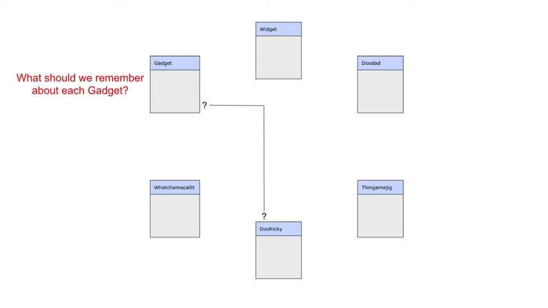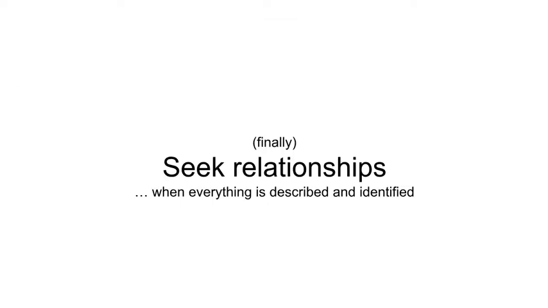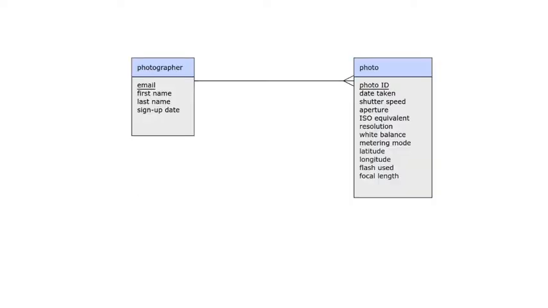And remembering the car wheel example, we know to leave that alone for now and not go down the path of seeking chickenfoot yet. Now finally, I'll show the original topic of this video, which is actually seeking relationships. We can do this when everything we have so far is described and identified. Where do we look? Here's a model fragment for a photo sharing website with photographers and photos.